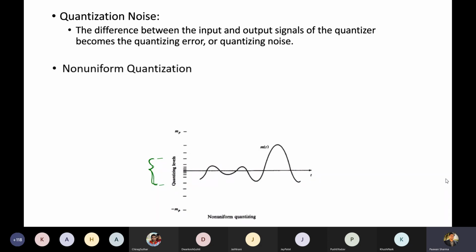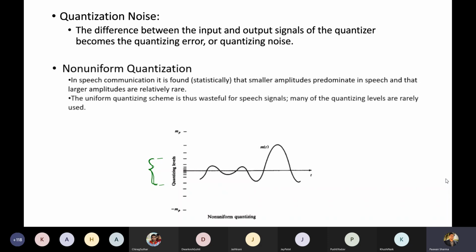Okay, like I said, in certain signals, if you do some statistical analysis, you will find that smaller amplitudes are more common. Rarely is there any large amplitude signal. So we can get rid of the uniform quantization scheme and have a non-uniform quantizing scheme.